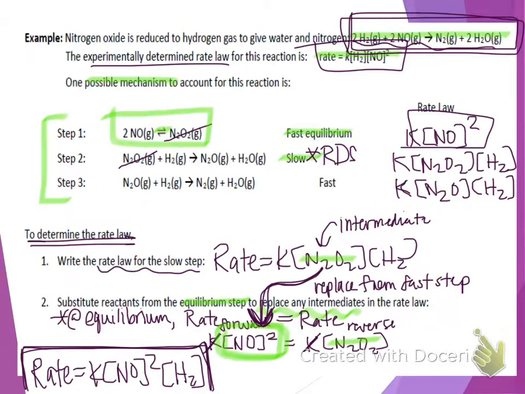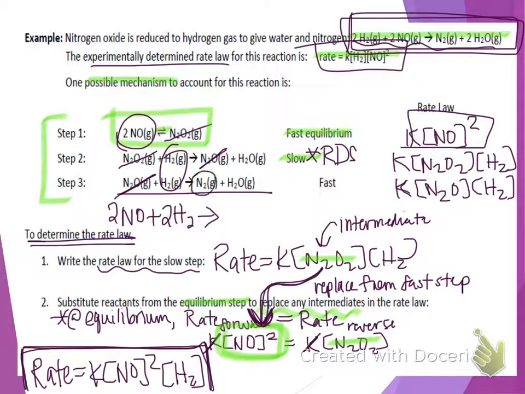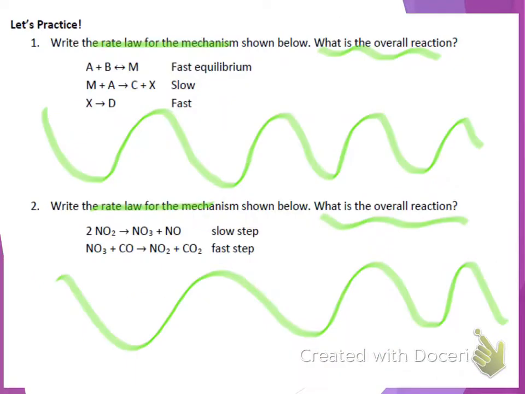One more note on that overall reaction. All of your steps should add up to the overall reaction. So N2O was another intermediate here. We're going to add up to our 2NO, our 2H2, the 1N2, and 2 H2Os, which matches the overall reaction that was given to us initially. So again, give those a go on your own. Resume the video when you're ready to check.